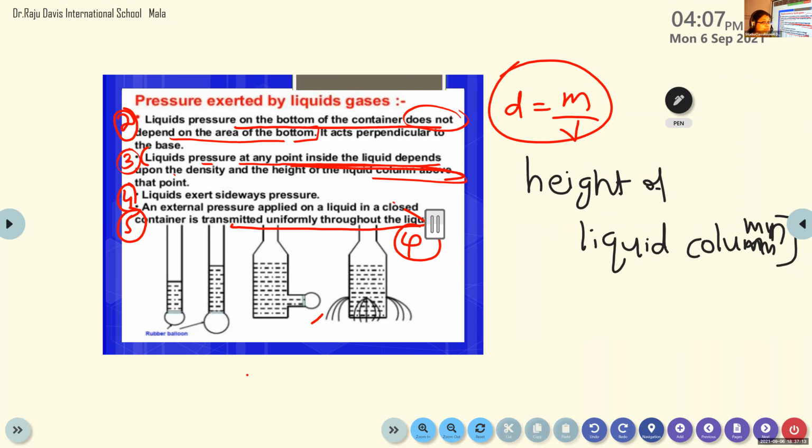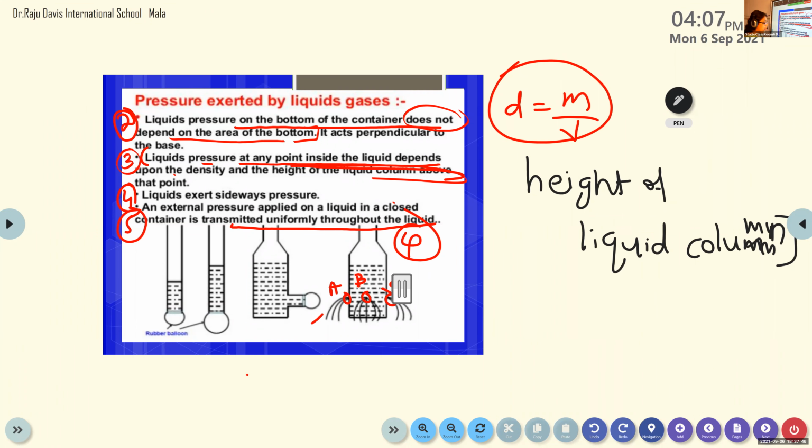What does uniformly mean? Equally. The school has a uniform, everyone is equal. If you look at these three points in the fourth picture, is the liquid column at all three points the same? Yes. So what does it mean? Equal amount of pressure will act on an object placed at equal depth.